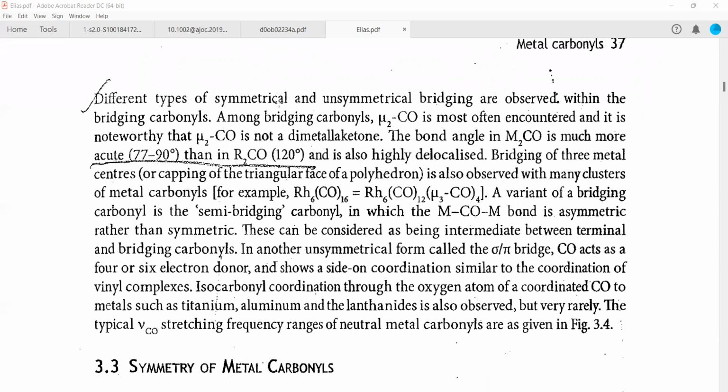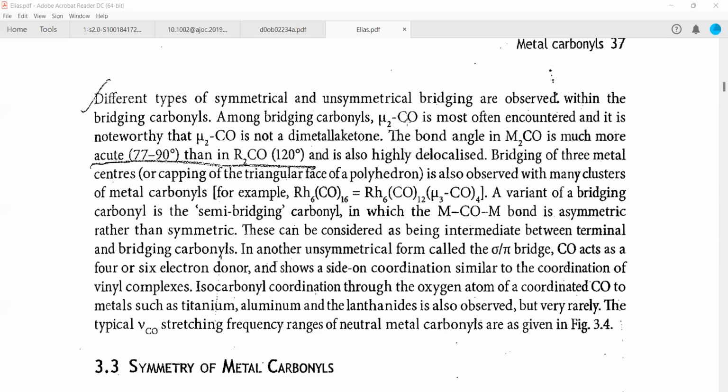Now, different types of symmetrical and unsymmetrical bridging are observed within the bridging carbonyls. Among bridging carbonyls, mu2, that is the carbonyl that is bridged to two metal centers, is most often encountered, and it is noteworthy that a mu2 carbonyl is not a dimetalloketone. No, it is a bridged carbonyl. The bond angle of M2CO is much more acute than that of R2CO, and it is also highly delocalized.